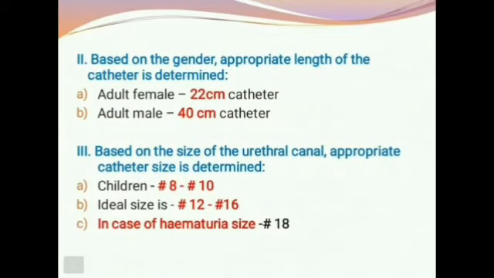Based on the gender, the appropriate length of the catheter is determined. Adult female, 22 cm catheter. Adult male, 40 cm catheter. Based on the size of the urethral canal, the appropriate catheter size is determined. For children, 8 to 10 French. Ideal size is 12 to 16 French. In case of hematuria, size 18 French.